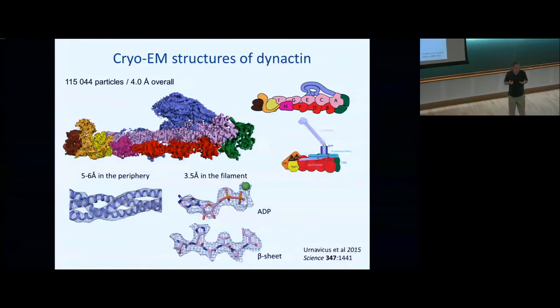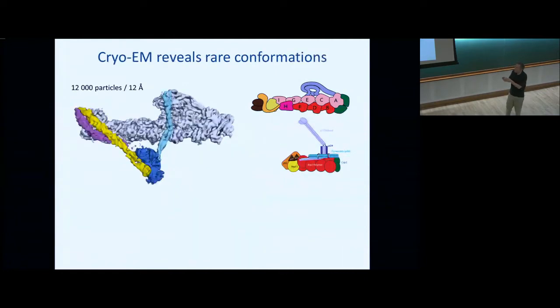Now, the one thing you can't see in this map is this long, flexible region. And we assumed that that would just be flopping around so much that it would be impossible to see. But the other really cool thing about EM is that you can trap some quite rare states. And it turned out that in about 10% of our particles that we looked at in ice, this long, flexible arm was actually docked against the side of the dynactin. And that was enough for us to be able to get a structure of this at about 12 angstroms.